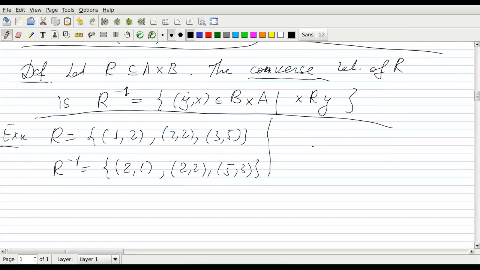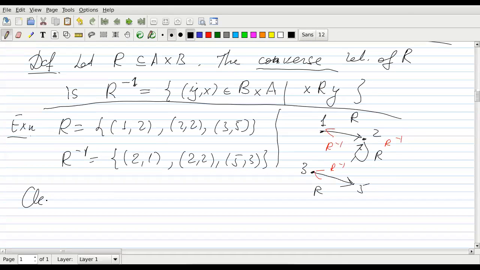So diagram wise, you just change the direction of every arrow. By the way, there is no need to change the direction of a loop. Is it clear? Yes.